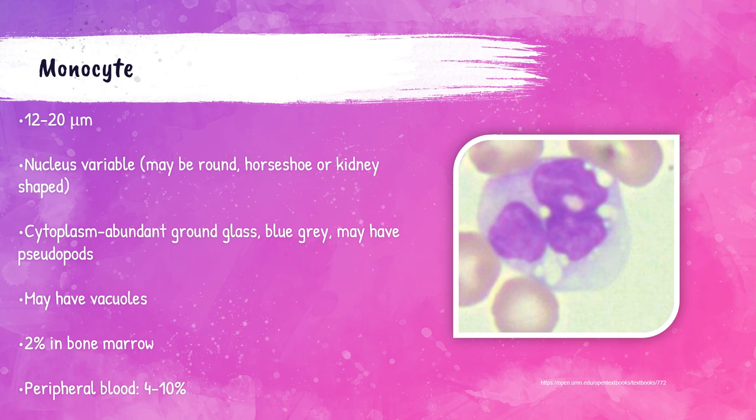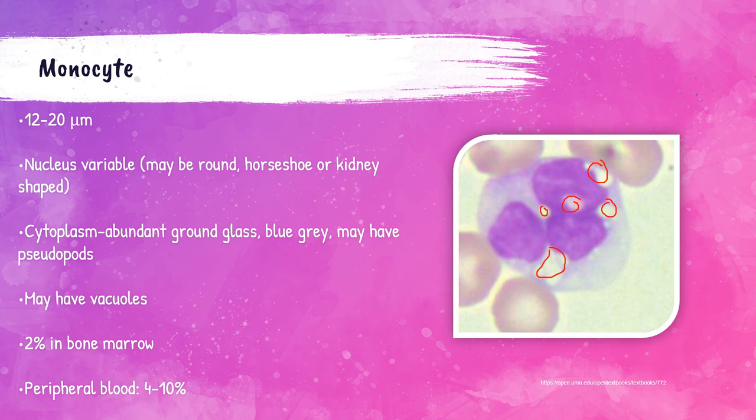So let me get out my pointer here. So these are little vacuoles in the cell. So this is very common in monocytes, but just because you see vacuoles does not mean automatically that it is a monocyte. Monocytes do have them. They don't always have them. And sometimes, depending on morphological changes, some other cells may have vacuoles as well. So if you see a vacuole, it's not automatically a monocyte.